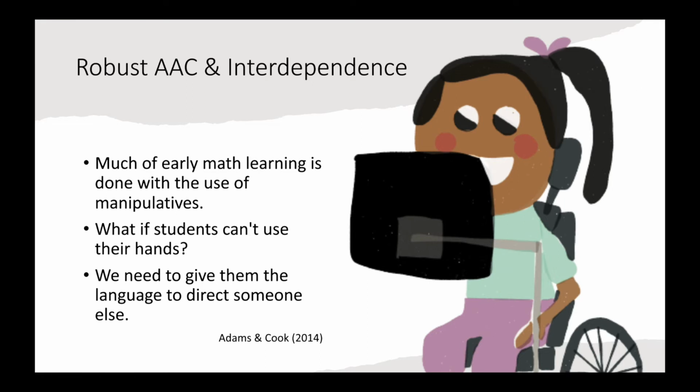And there's really interesting research on this, and it shows that even if you're directing someone else to move the manipulatives and you're in control of that, it still has the same positive effect of using it to help you think, using it as a concrete way to think. So this is just yet another argument for really building the language and communication of our non-speaking students so that they can direct others to help them in doing that learning and thinking.